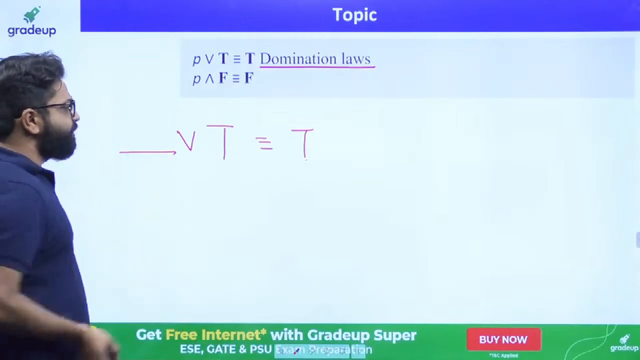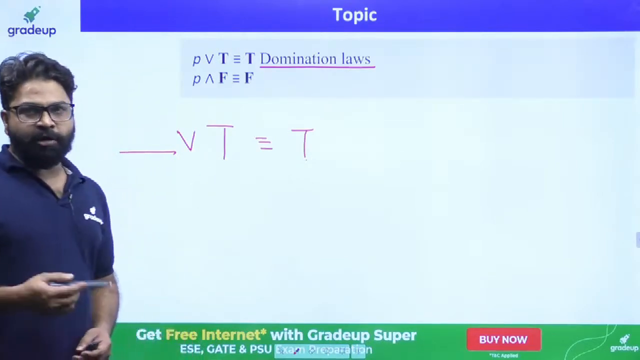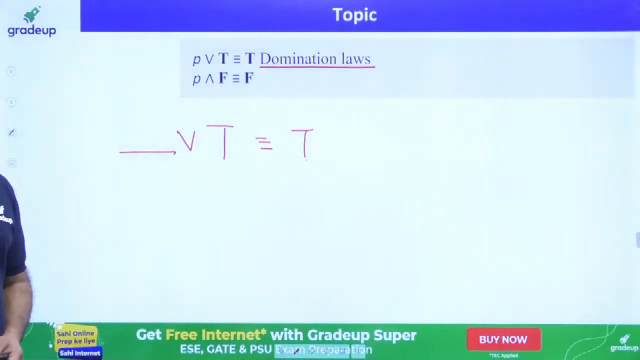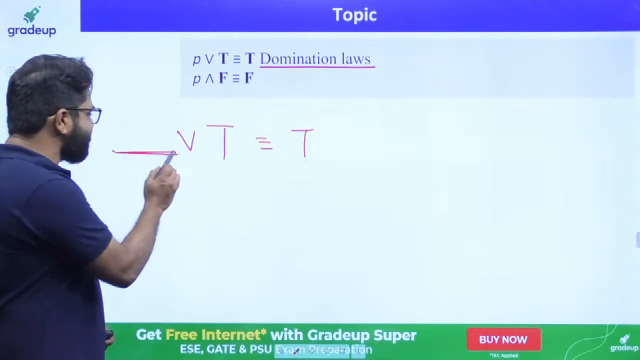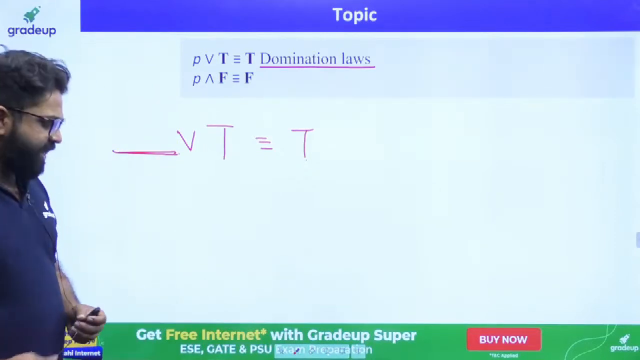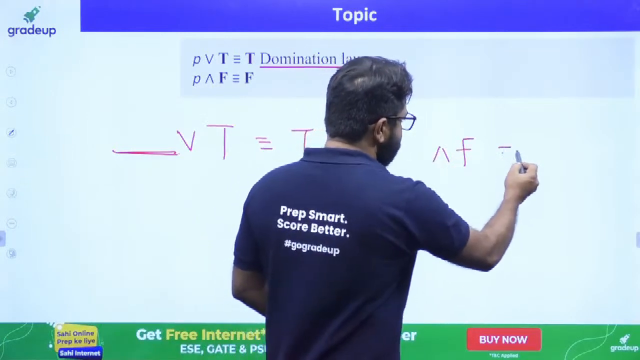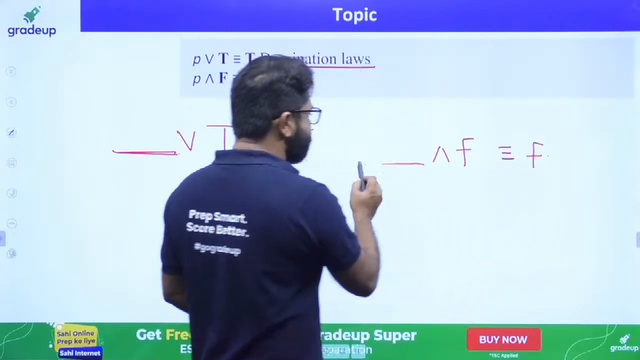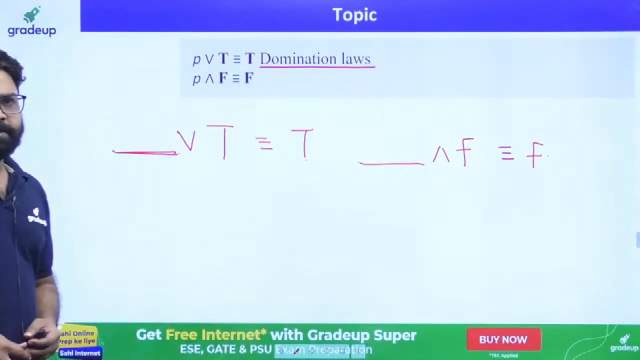Whatever you write, it does not matter. You will always get the answer true, because OR loves true. Always remember this statement: OR loves true. As soon as the OR sees the true, it does not matter what expression you write here, you will always get true. And the second one is basically AND hates false. Whatever you write here, it does not matter. As soon as the AND sees the false, the whole statement becomes false.